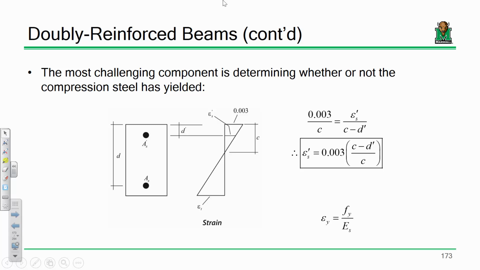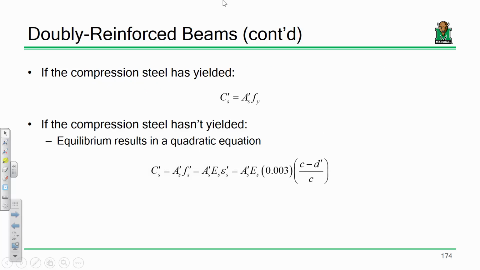I want to digest that for a second. Does that make sense? So, again, I have all this written in the next slide, but I want this to make sense. If the compression steel is yielded, then the force is just AsFy, or As prime Fy.